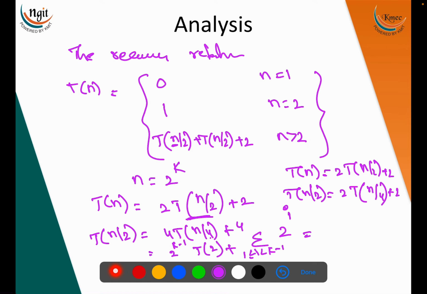So finally the recurrence relation is 2 power k minus 1 plus 2 power k minus 2, that is 3n by 2 minus 2. So it is the best, average and worst case number of comparisons when n is a power of 2. So this is about finding maximum and minimum using divide and conquer strategy. Thank you all.